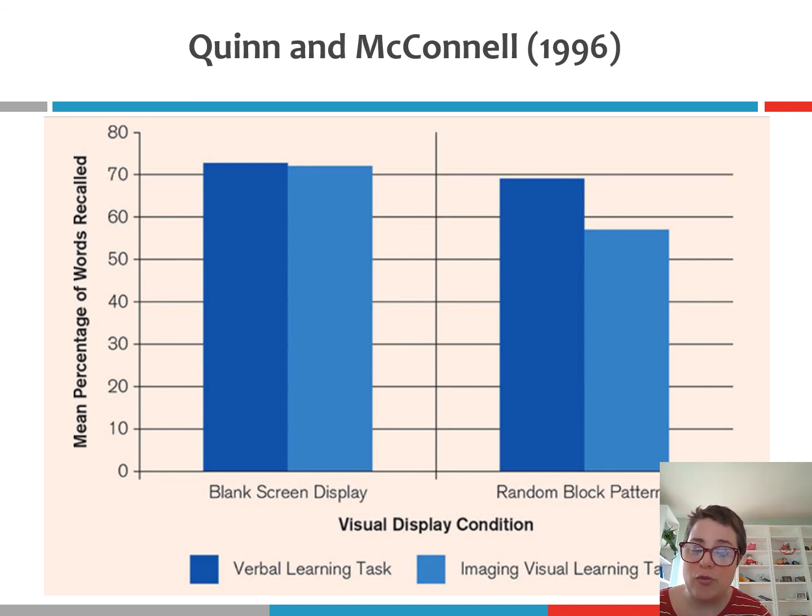Okay, so these are just two examples of evidence that seems to support Baddeley and Hitch's concept or notion of the Visuospatial Sketchpad. In my next video, I'm going to talk about experimental evidence that seems to support the third component, which is the central executive.